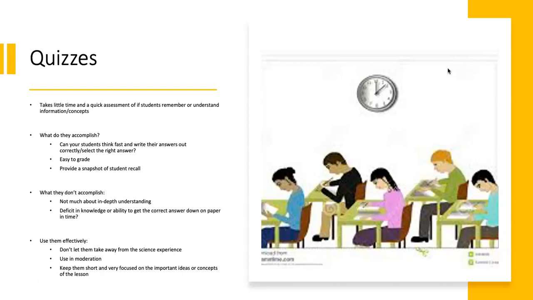What they don't accomplish: there's not much in-depth understanding, and they can't separate a deficit in knowledge from a deficit in the ability to get the correct answer down on paper in time. So do you know that your students don't know the answer, or do you know that they don't know the answer in time? I see a lot of this in lesson plans, that you expect your students to do something in 5 minutes or less with an 80% proficiency. That's absurd. Everyone works at a different pace, and I don't think that's a very good assessment.